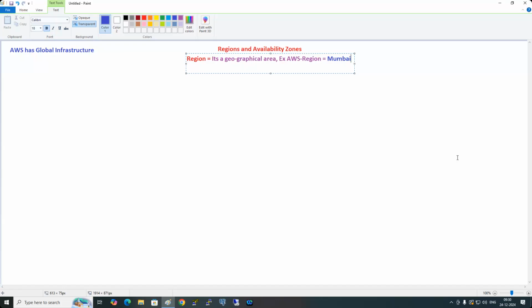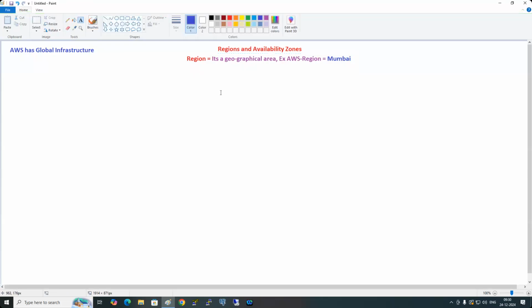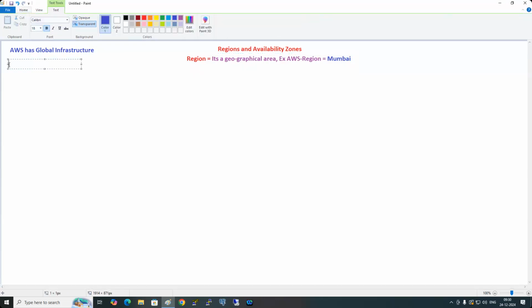As I told you, no one can stop you from using any region in our AWS. So whichever is near to you, you can choose that particular region. Okay, here we understood what a region is. In other words, a region is a place where AWS has its infrastructure, or you can say AWS has its data centers.